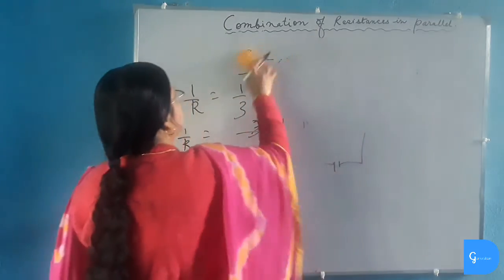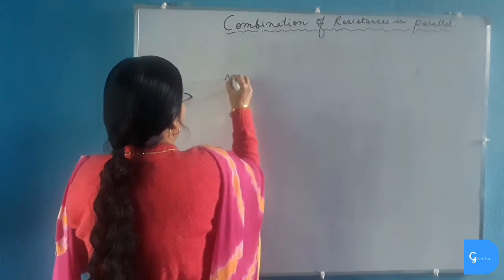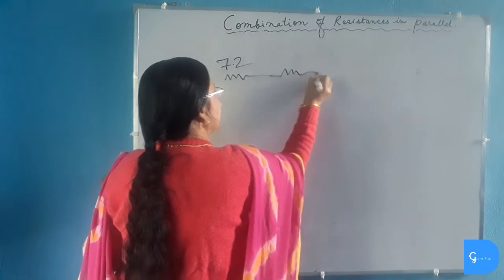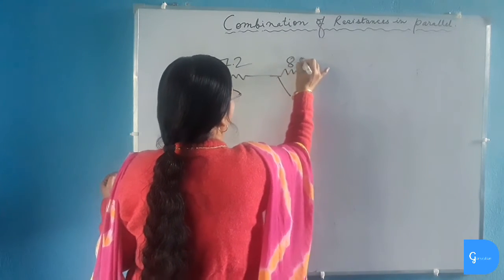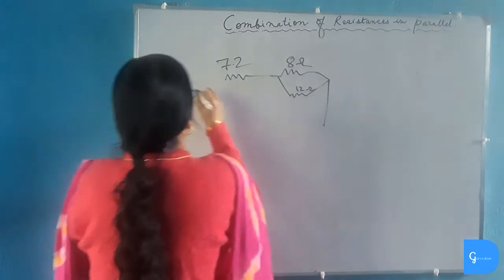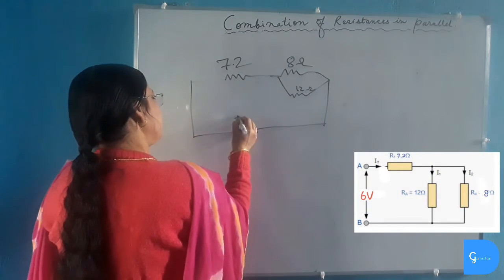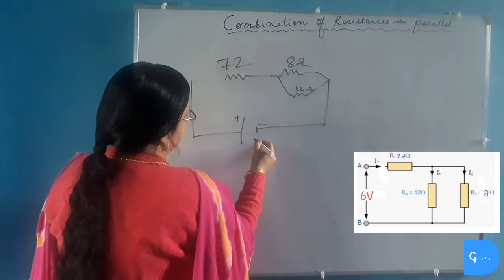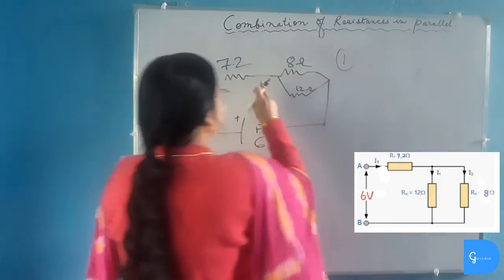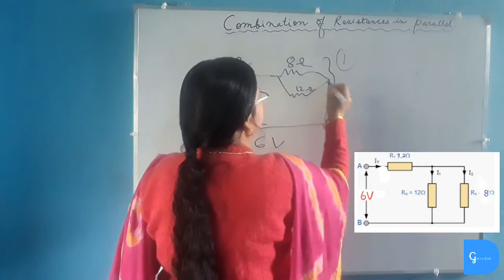Now, in another example, a circuit diagram is given to you. Suppose a resistance of 7.2 ohm is connected and two parallel resistors of 8 ohm and 12 ohm are connected in parallel, and the voltage of the battery is 6 volt. First of all, we have to find the total resistance in this circuit. To find the total resistance in the circuit, first we will find the combined resistance of this parallel combination.